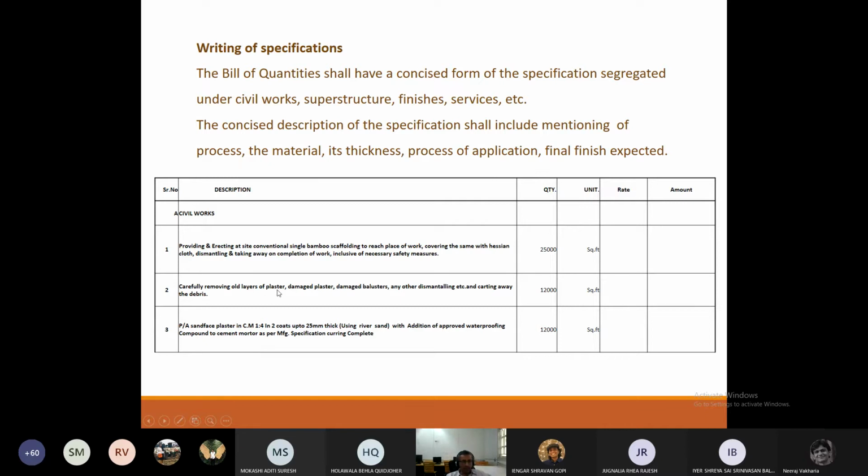Carefully removing all layers of plaster, damaged balusters, other dismantling, etc., and cutting away the debris from site. How much square foot? So many. That would be the rate. That would be the amount.